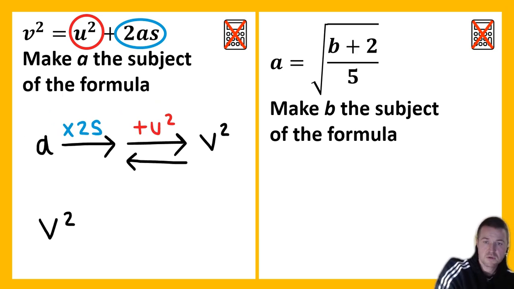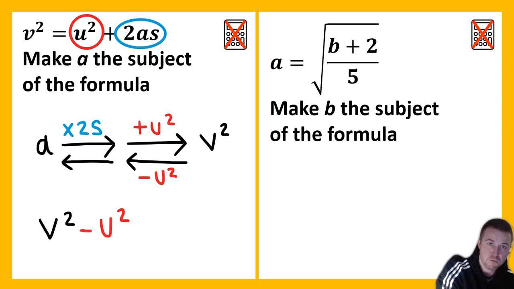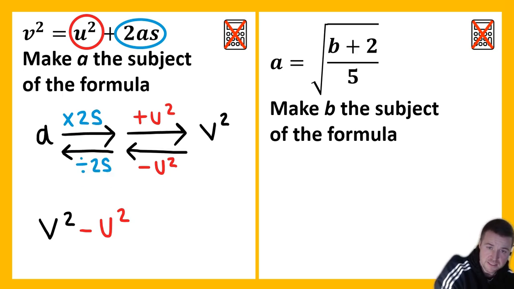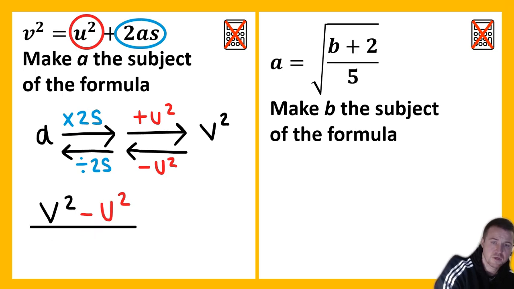Secondly, we added u squared to this, and this gave me v squared on the other side. Starting with v squared and applying the inverse, I can start by taking away u squared, and the inverse of multiplying by 2s would be to divide by 2s. Again, this can be kept as a product and treated as a division together. So dividing what we have currently by 2s will give me my new subject of a.